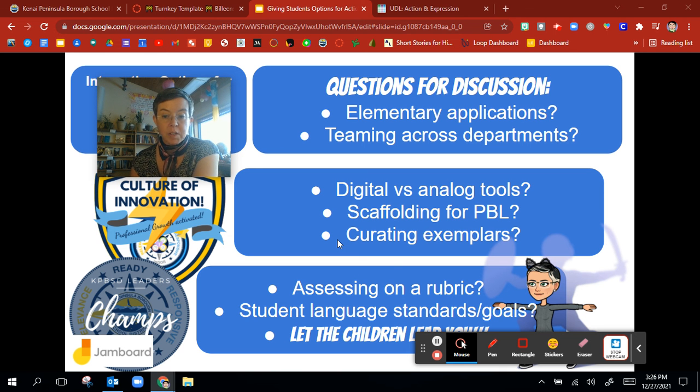Yep, assessing on a rubric, a new skill for some people, I highly recommend it, because it teaches the kids how to assess themselves. And that's really the goal, teaching the kids how to reflect on this stuff.